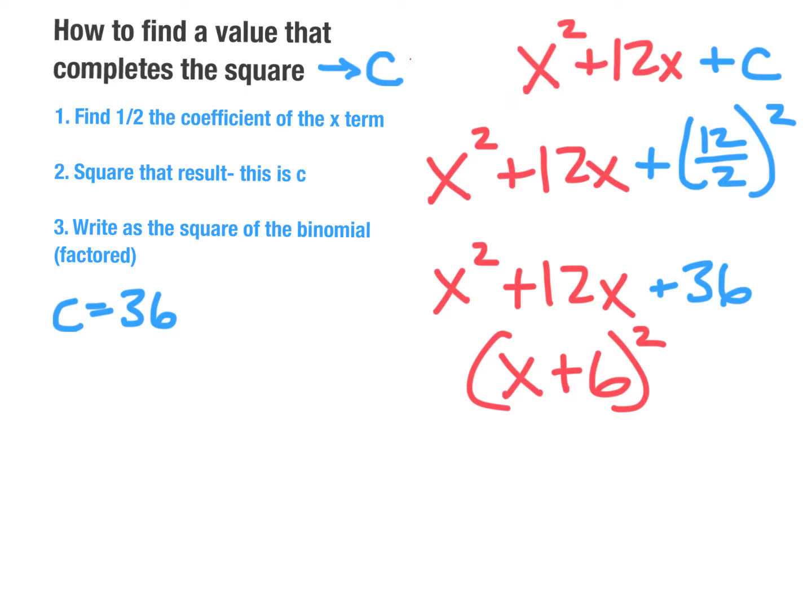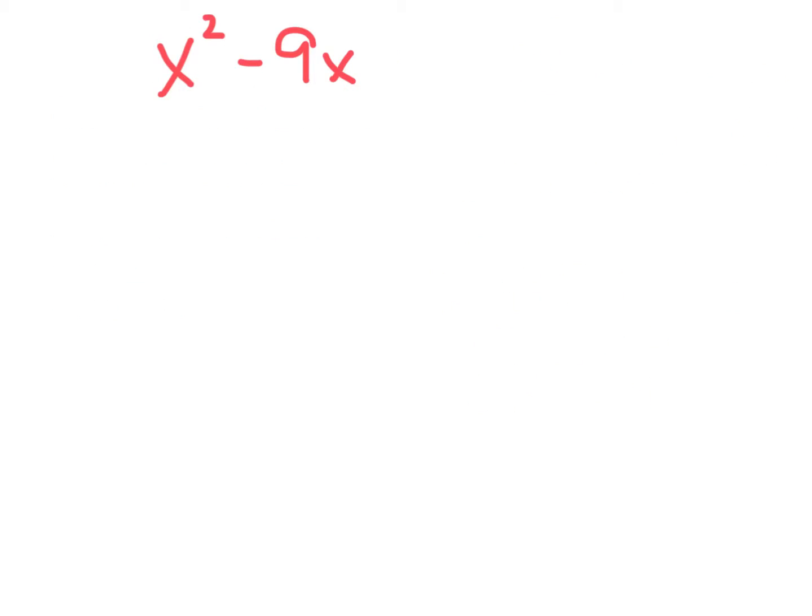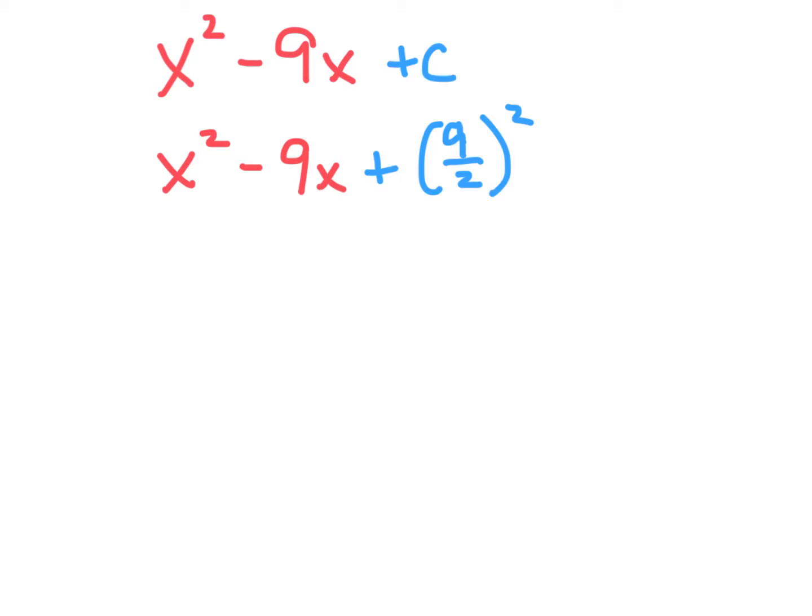So let's try it again. All right, let's figure out how to complete the square for this one, x squared minus 9x. I'm going to figure out what I have to add to this to make it a perfect square. So we always just take half of whatever's connected. So we have 9 over 2. And we're going to square that number.